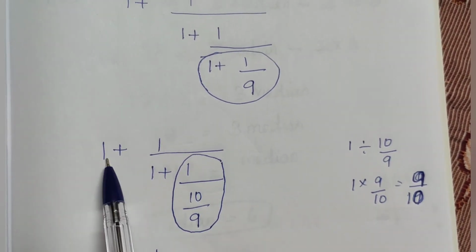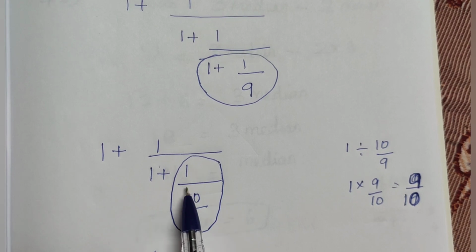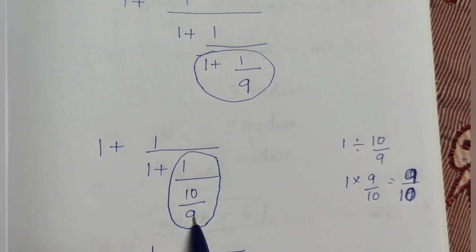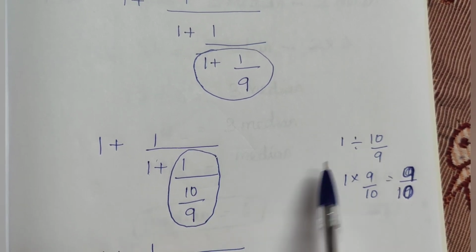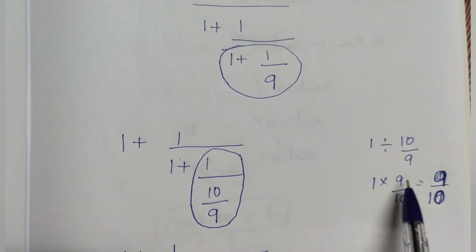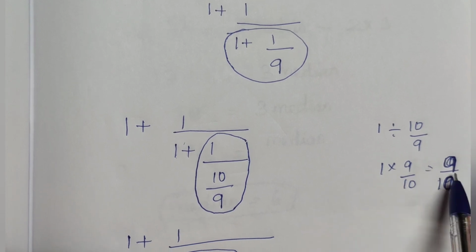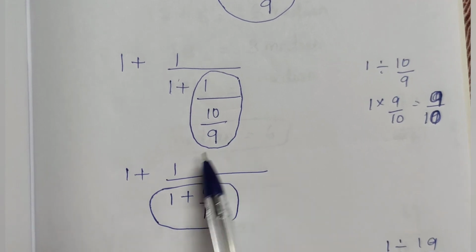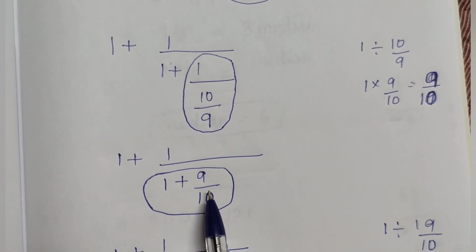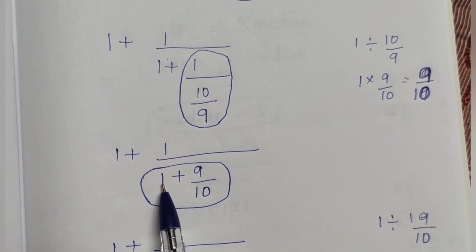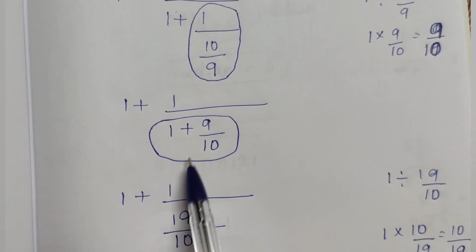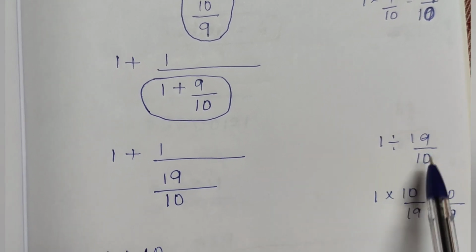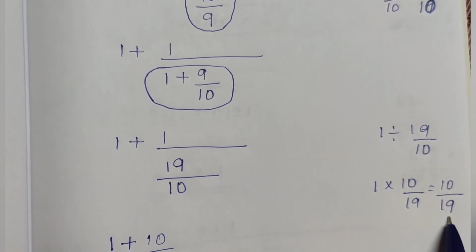I get here 1 plus 1 by 1 plus 1 by, this 1 plus 1 by 9 is 10 by 9. Now 1 divided by 10 by 9 is 1 into reciprocal, 9 by 10. So here I get 9 by 10. 1 plus 1 by 1 plus 9 by 10. Again 10 into 1, 10, 10 plus 9, 19. 1 by 19 by 10. 1 divided by 19 by 10 is 1 into 10 by 19. We get 10 by 19.